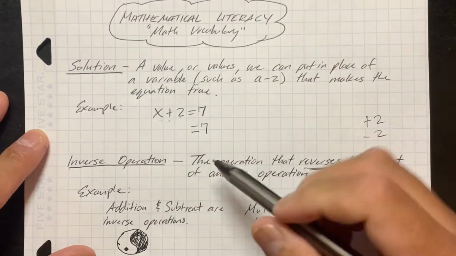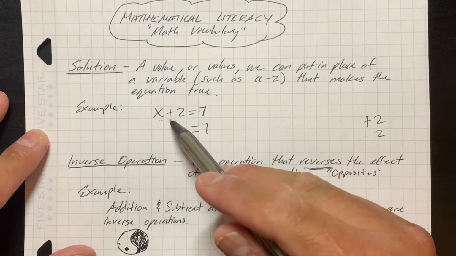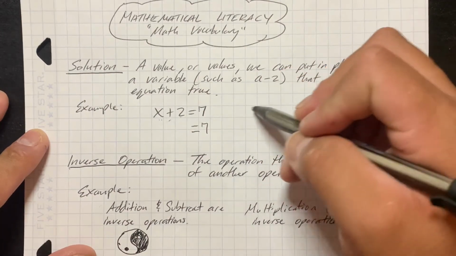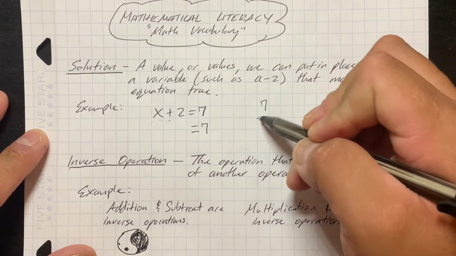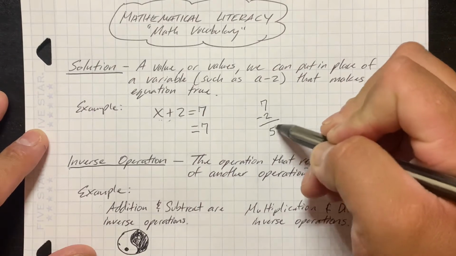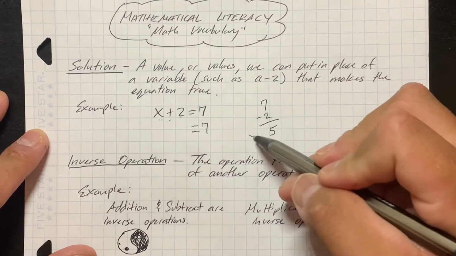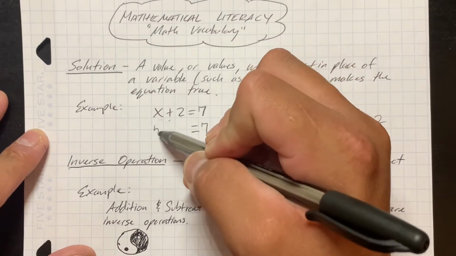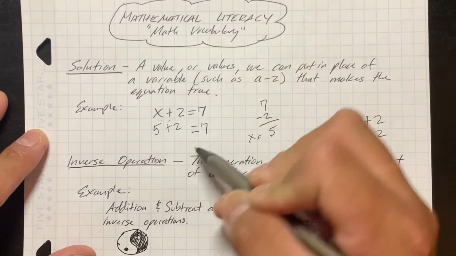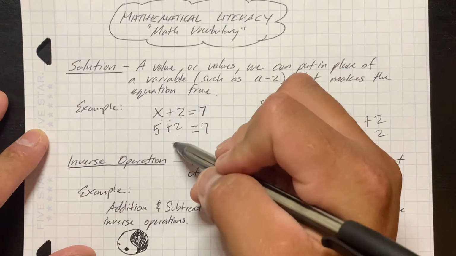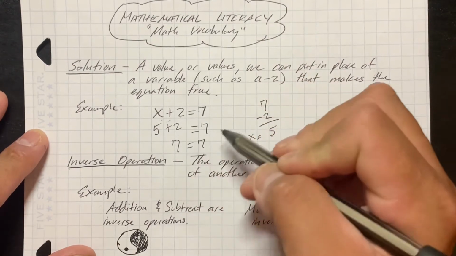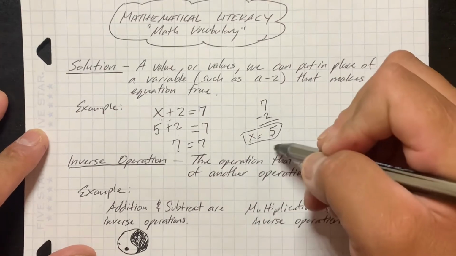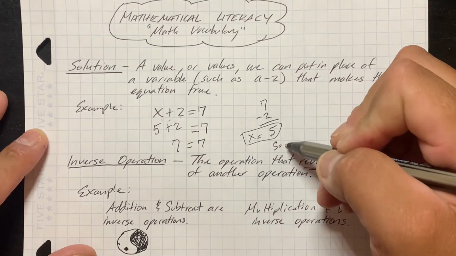In this case, we're going to use the inverse operation of addition, which is subtraction. So if we have 7 take away 2, we have 5. That means x equals 5. If we substitute 5 for x and add that to 2, 5 plus 2 equals 7. So if x equals 5, then this would be a solution to the equation.